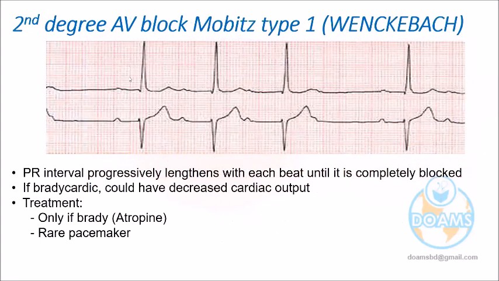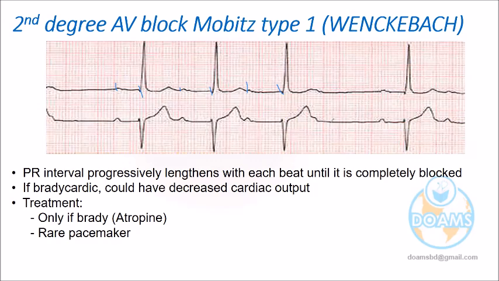Look again. If you start from here, PR, PR, PR. It is increasing progressively. How much is it progressively increasing? Somewhere up to infinity, and then it drops. The P wave is not conducted by a QRS.